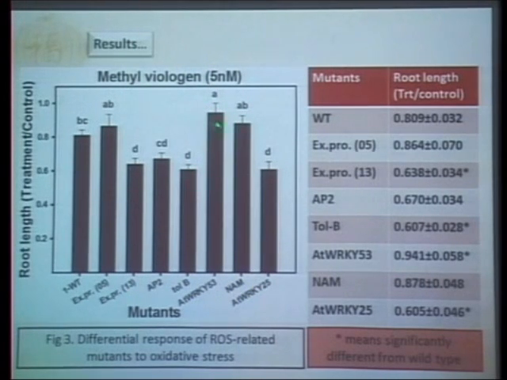So we can say that this ROCK53 transcription factor might be involved in enhancing the sensitivity of the plants towards oxidative stress, because in the absence of this gene, the plant is less sensitive.